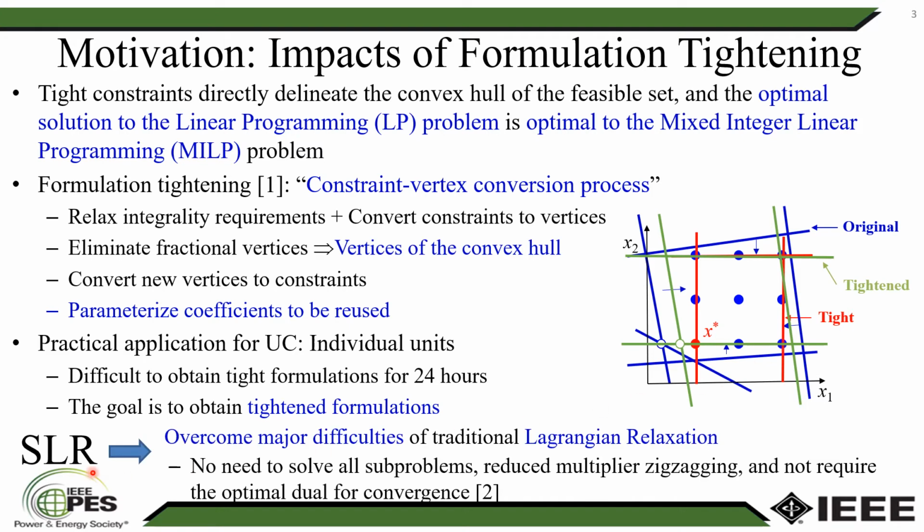The idea behind choosing SLR method was to overcome the major difficulties of traditional Lagrangian relaxation methods. The surrogate Lagrangian relaxation method does not need us to solve all subproblems. It reduces the multiplier zigzagging, and it does not require the optimal dual for convergence.